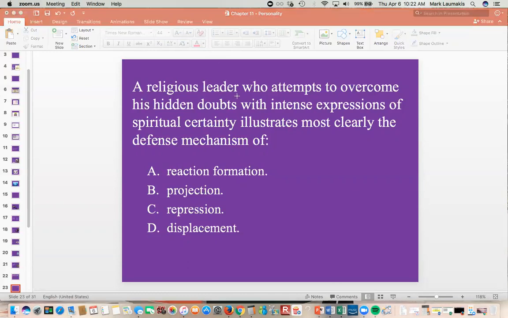What we've got is a guy who actually feels these doubts, but he's expressing spiritual certainty, right? Doing the opposite is what we've got going on there. Fantastic. All right, 23 minutes left, and we've got quite a ways to go. So let me keep rolling here.